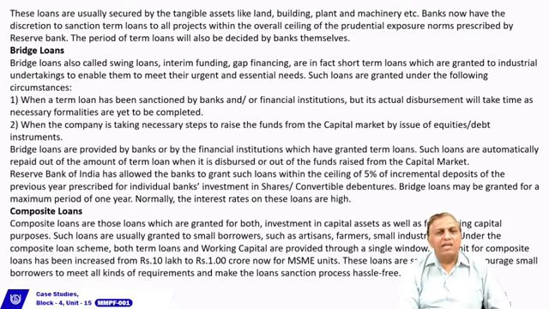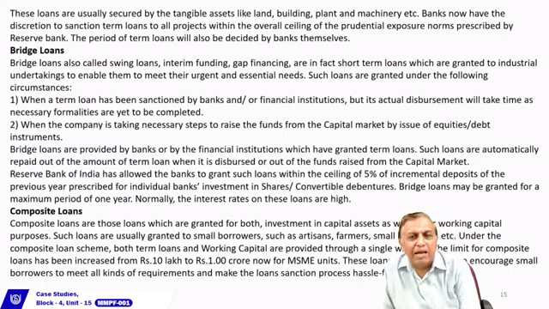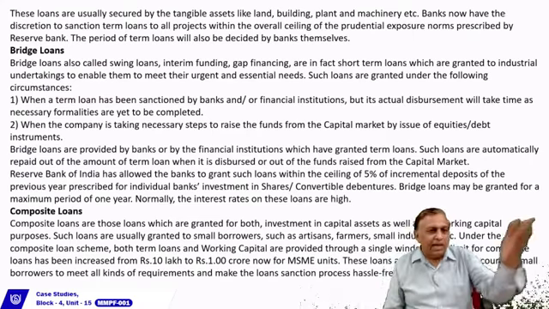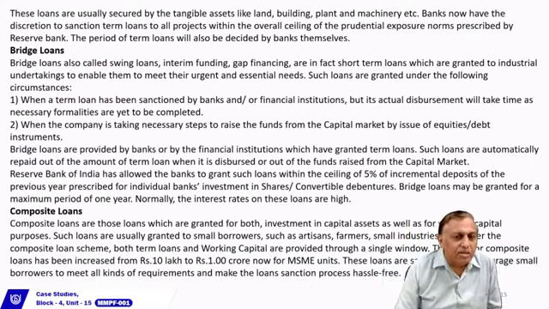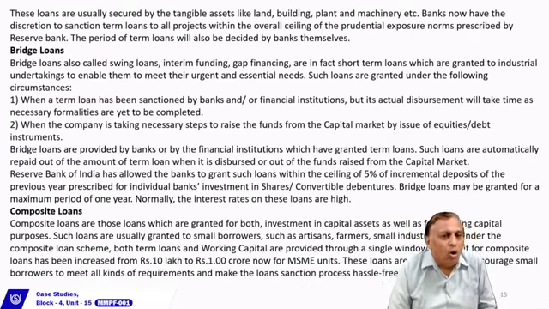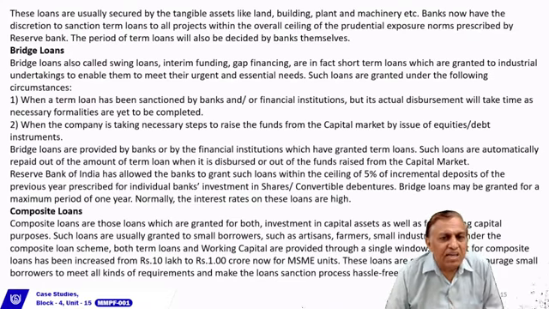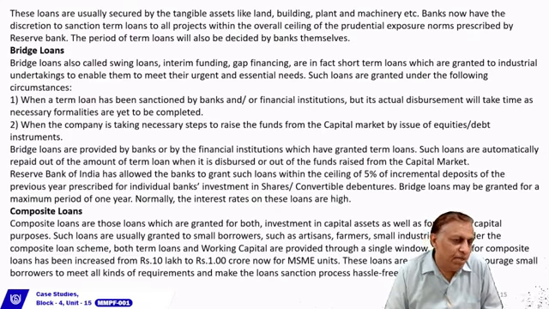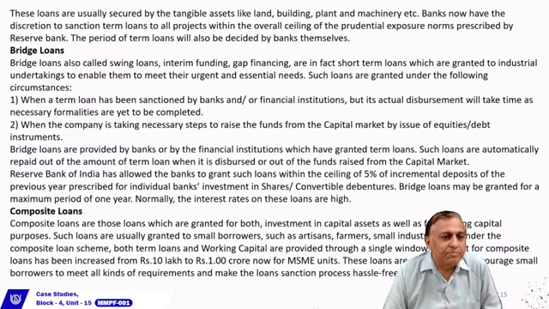Such loans are granted under the following circumstances. What are those? When a term loan has been sanctioned by the bank and financial institutions, but the actual disbursement will take time as the necessary formalities are yet to be completed. Or when the company is taking necessary steps to raise funds from the capital market by issue of equities or debt instruments. These are the interregnum periods.